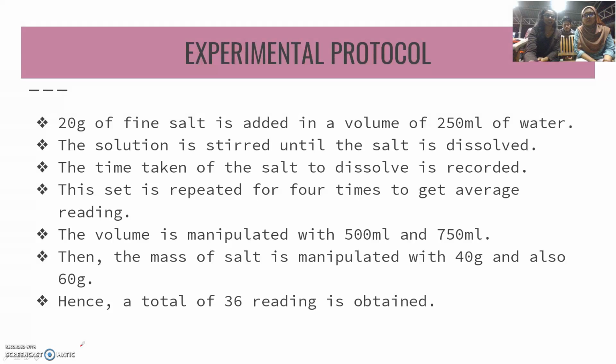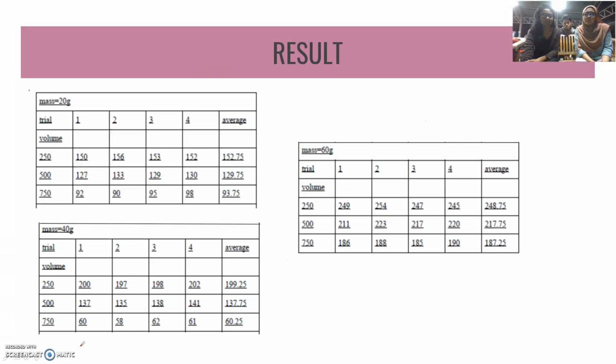The experimental protocol is that we put 20 gram of fine salt in the volume of water, and we stir until the salt is dissolved, and the time taken to dissolve is recorded. This experiment is repeated 4 times to get the average reading. The volume is manipulated with different values, which are 500 and 750, and then the mass is manipulated, which is 40 gram and also 60. So hence we get 36 readings obtained.